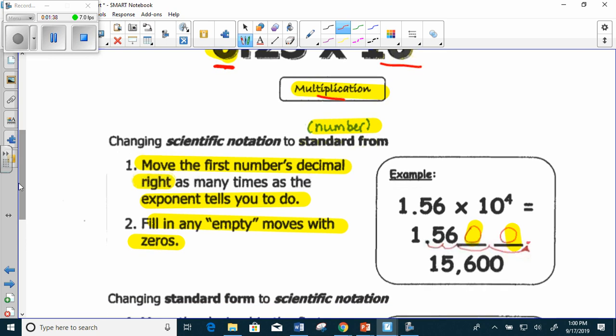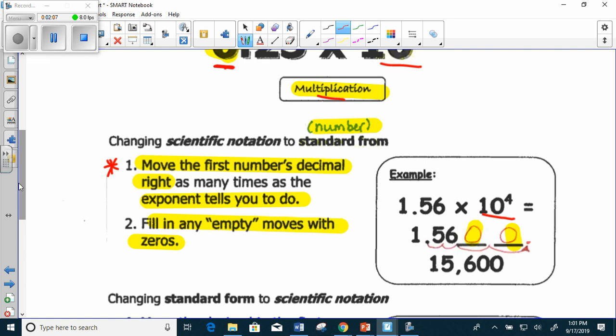Changing scientific notation to standard form. Scientific notation is a shorter way of writing a very large number. And what do you know about powers of 10? You know that that is 10 times 10 times 10 times 10, which makes a very large number. So you know that 1.56 is going to be a much larger number because you're multiplying it by 10 to the 4th power. So look at the rules here.